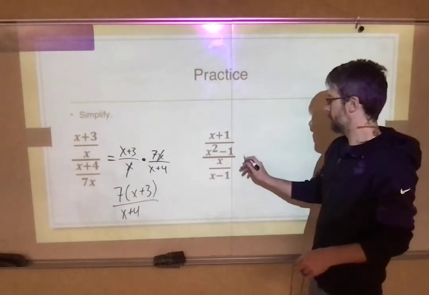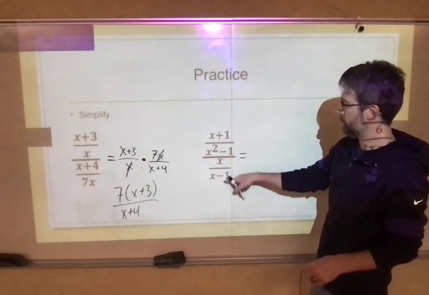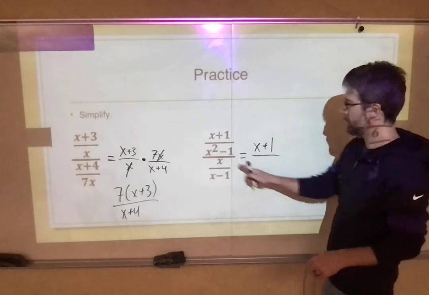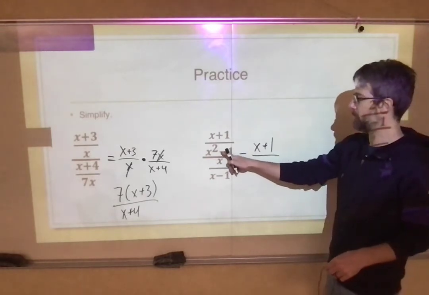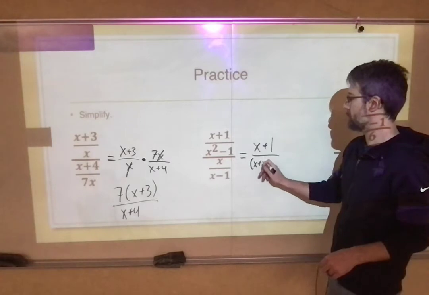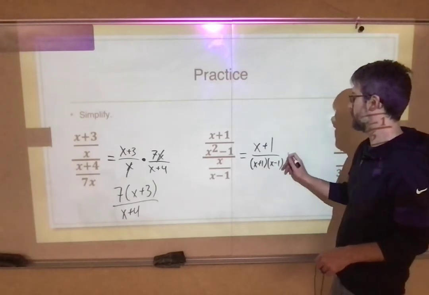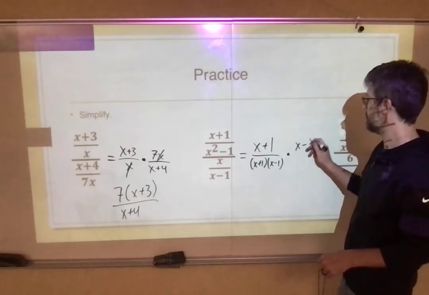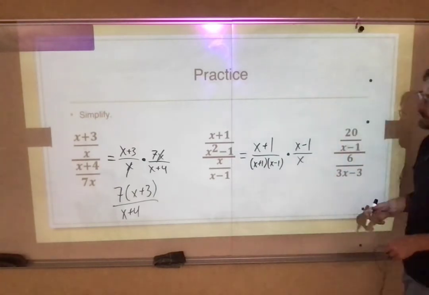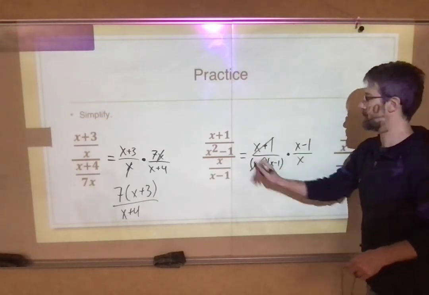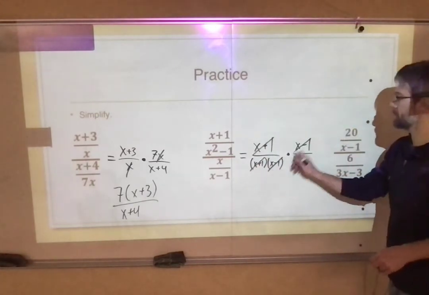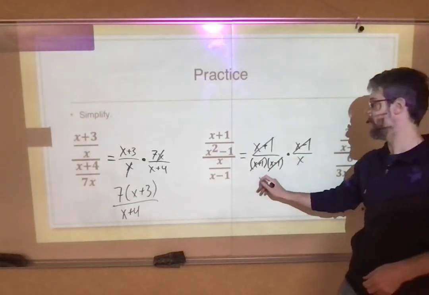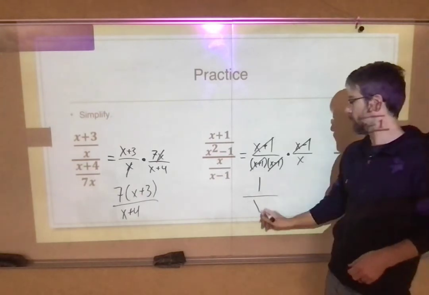This one, now if we do keep, change, flip, or if we multiply by the reciprocal, that x plus 1 over, this is a difference of squares, so I'm going to factor it to x plus 1, x minus 1. Then we will multiply by the reciprocal here, so we'll flip that, x minus 1 over x. And now what cancels out? X plus 1 cancels this x plus 1, x minus 1 cancels this x minus 1. Remember, if everything cancels in the top of a fraction, the denominator is 1. So this is going to be 1 over x.